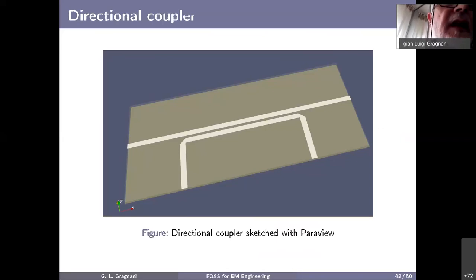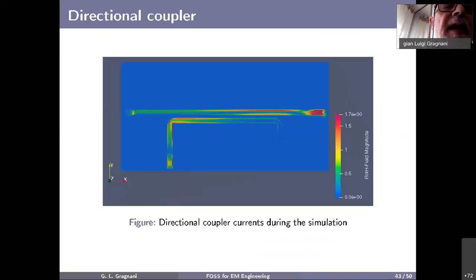This is a directional coupler. And the next is the results. It was simulated by OpenEMS. You see here the behavior of the currents during the simulations. And this was generated directly with OpenEMS and put in ParaView.